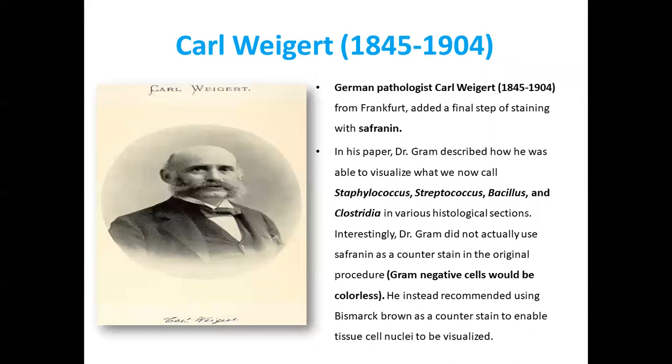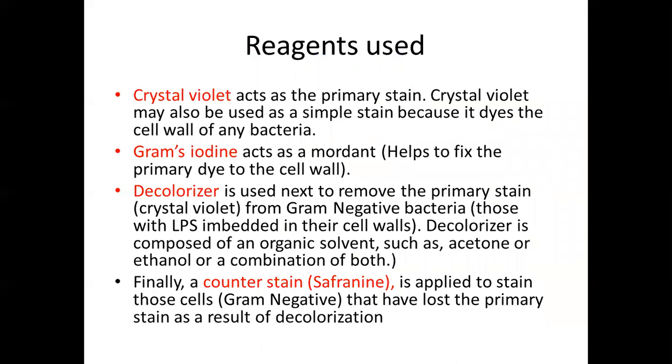Later on, Weigert, 1845 to 1904, a German pathologist, identified that by counterstaining with another stain, that is the safranin counter stain, we can identify the gram negative cells also. With this help he identified gram positive and gram negative, which is called gram staining.